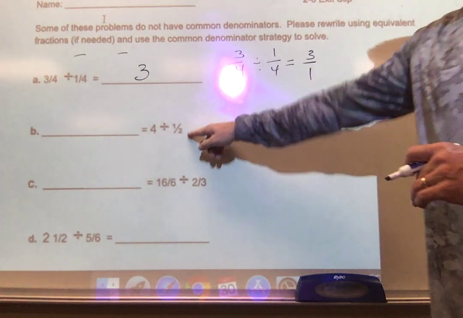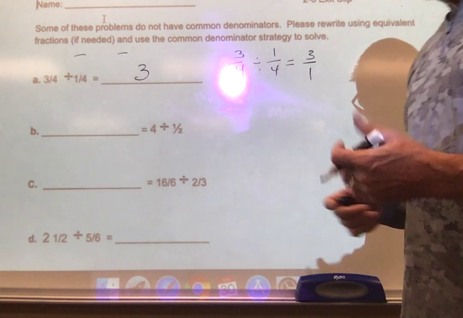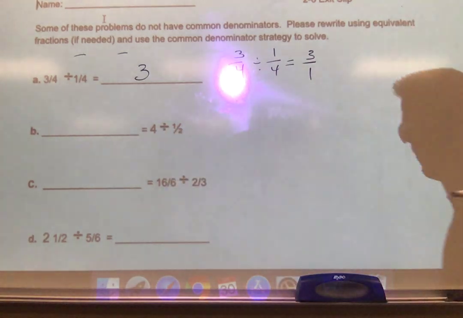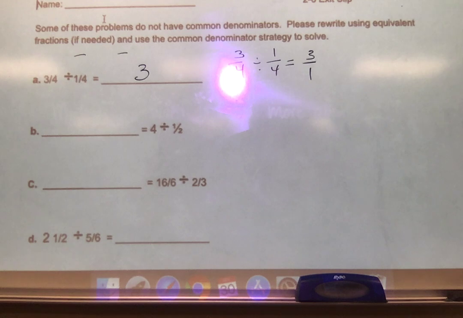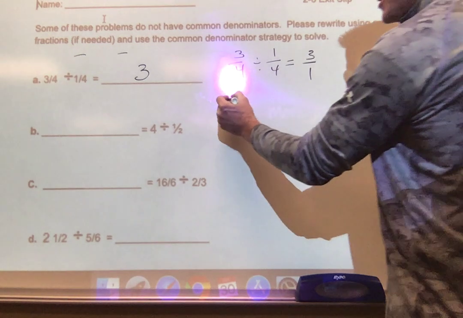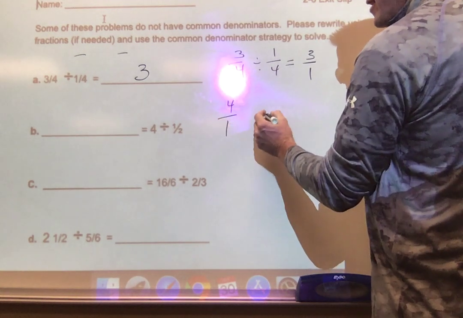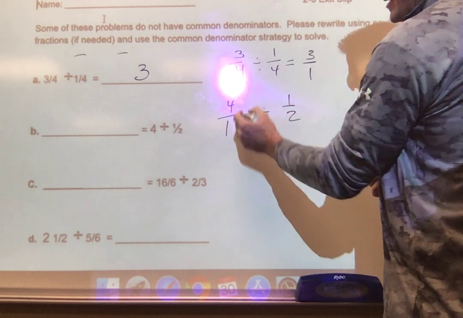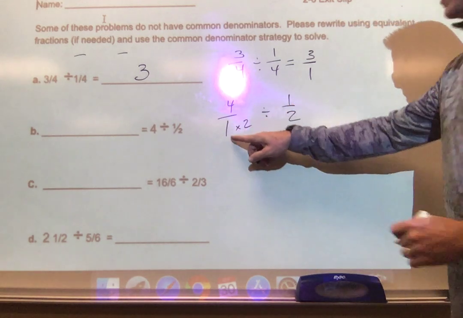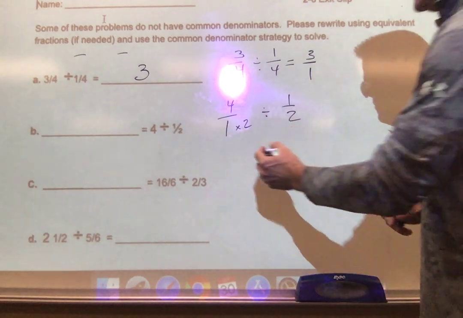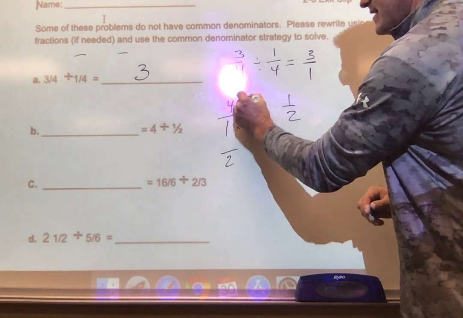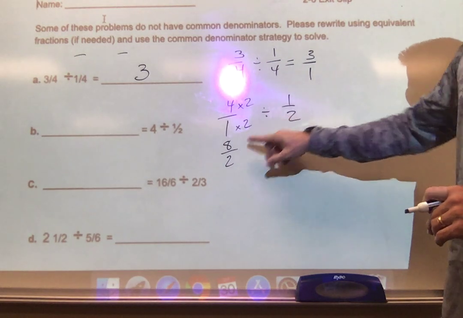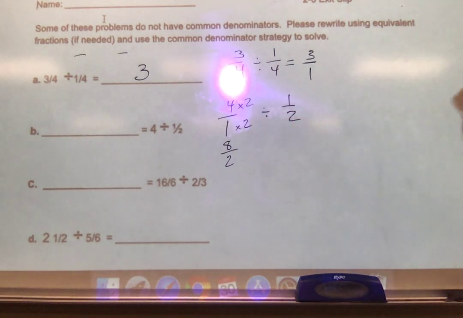Next one, 4 divided by 1/2. And again, mentally, a lot of you could do this. You could say it backwards. How many 1/2 make 4? And we know that would be 8. But if we're doing the common denominator strategy, I'm going to use these equivalent fractions. I know in this case I would want to get this 1 on the denominator to a 2. So if I do that, I have to take the top times 2 as well, and I get 8/2. And we know 8/2 is the same as 4, so I didn't change any value.